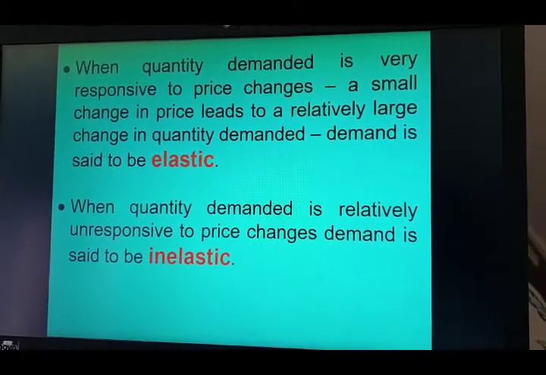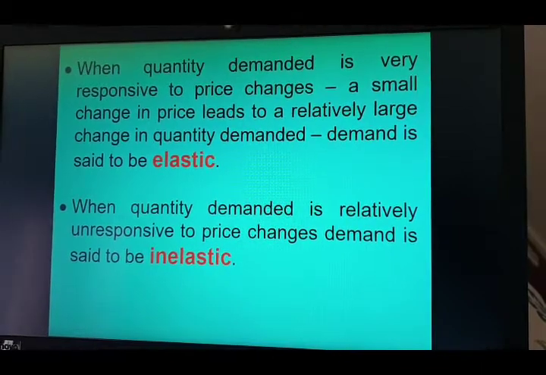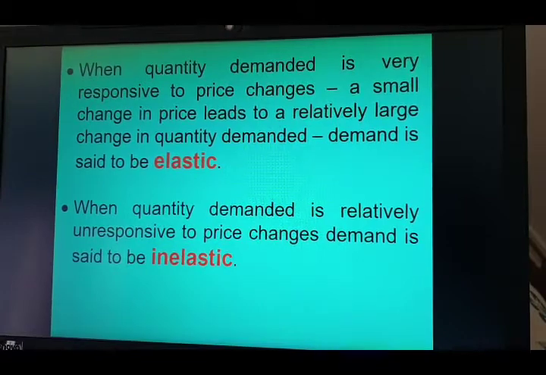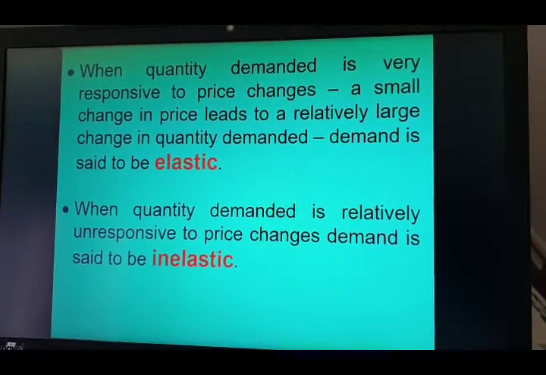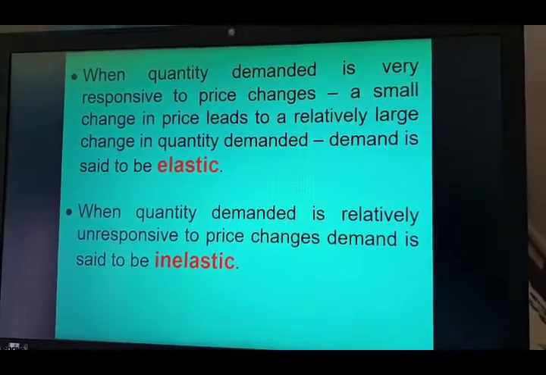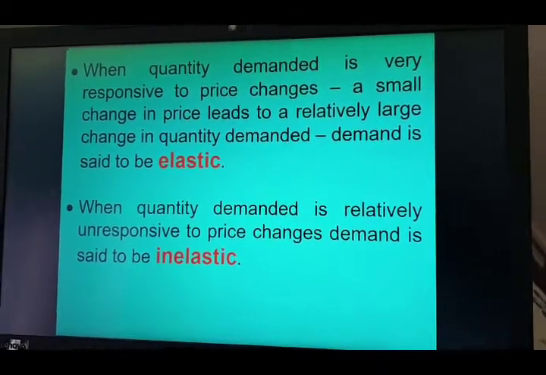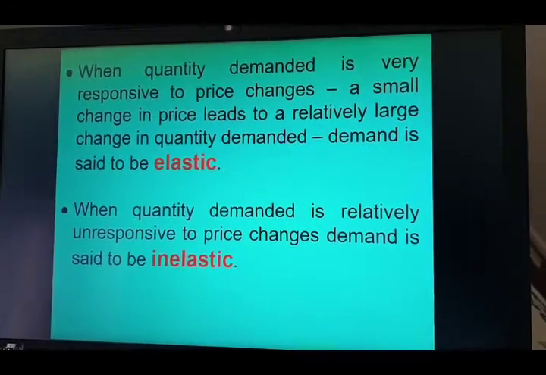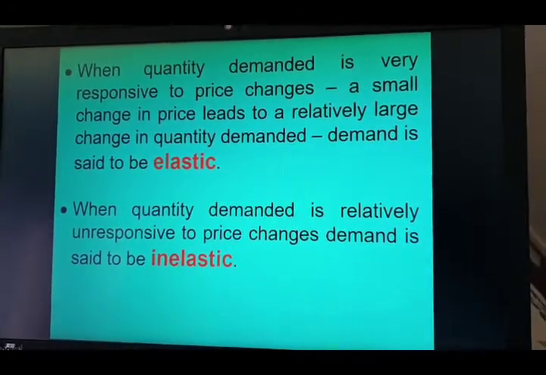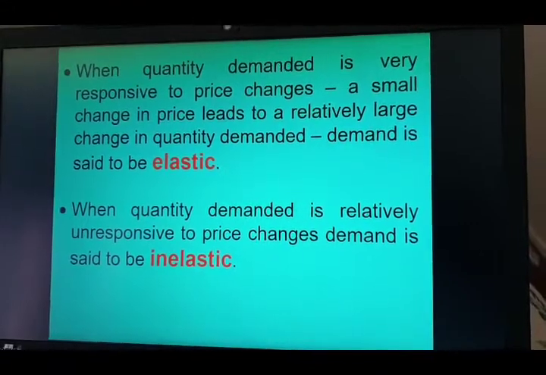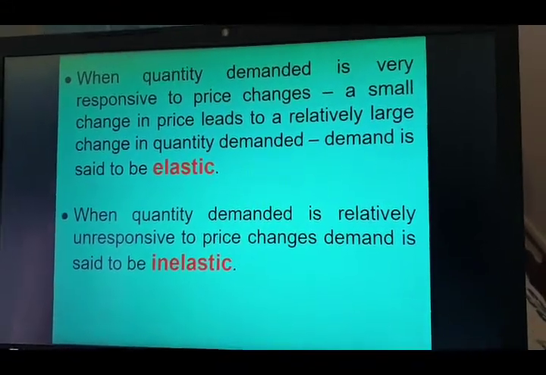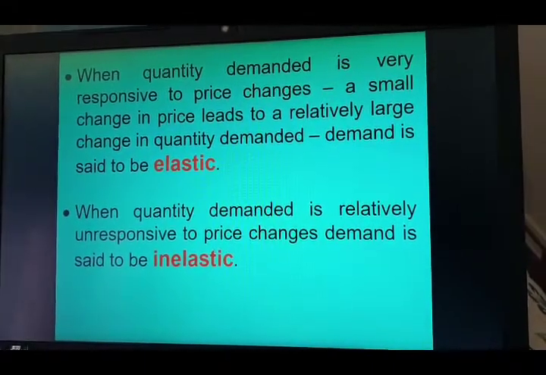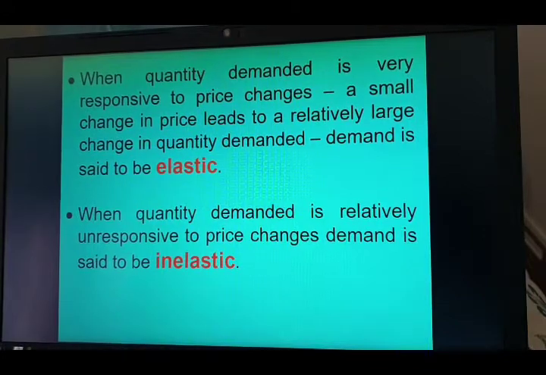When quantity demanded is relatively unresponsive to price changes, demand is said to be inelastic. Inelastic means it does not change. Remember, if you think of elasticity, think of an elastic band that you put in your hair, or those school elastic bands that you normally use to make sure that your long socks are staying up. If you pull it further away from each other, remember it's elastic, it changes. Inelasticity means there's no change.